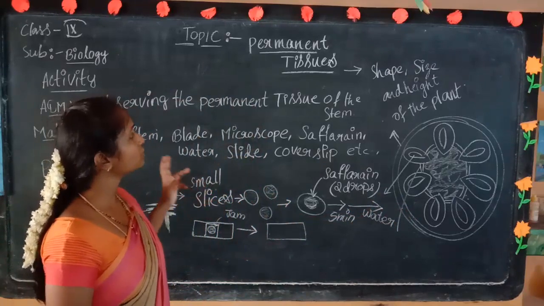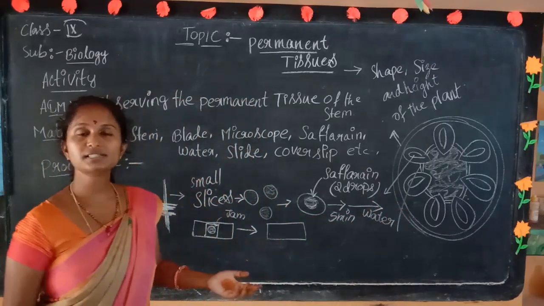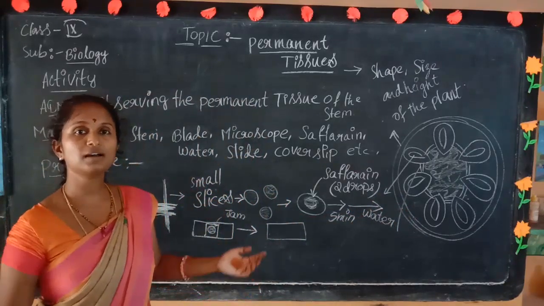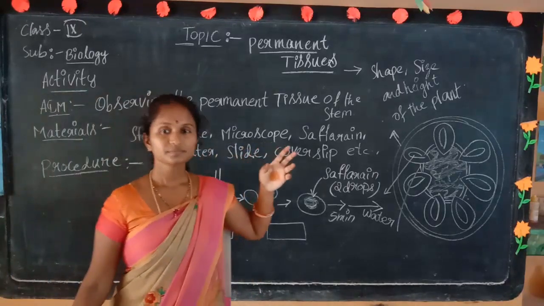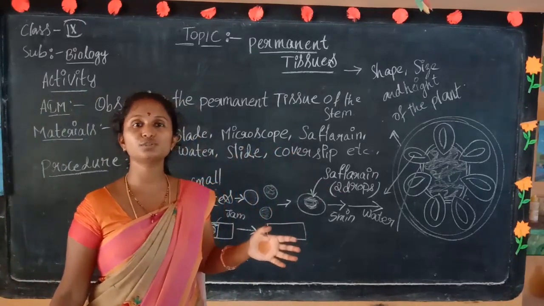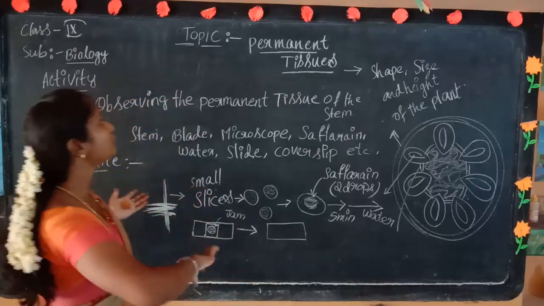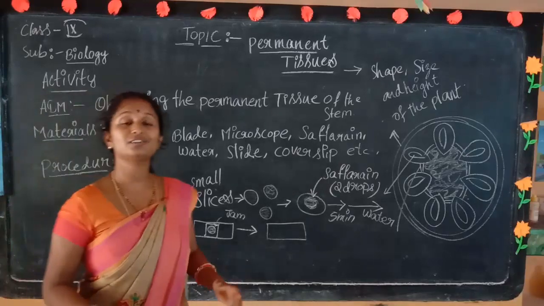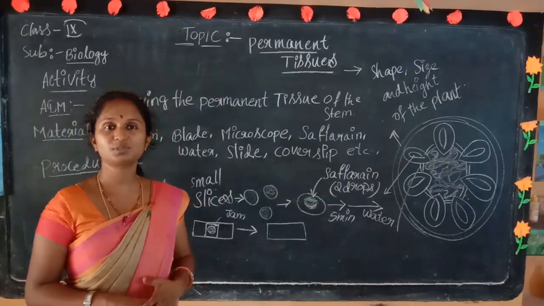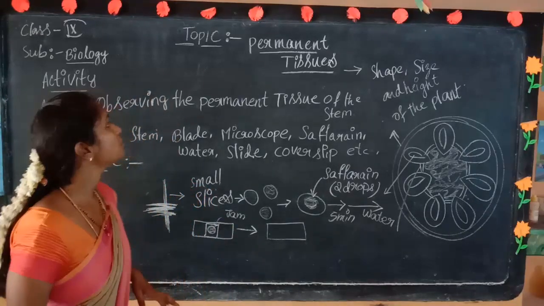And today's session is going to be completed, children. What did we discuss today? We discussed the permanent tissues. The permanent tissues are the tissues that help to perform specialized functions, and the localization of the various types of cells we discussed.